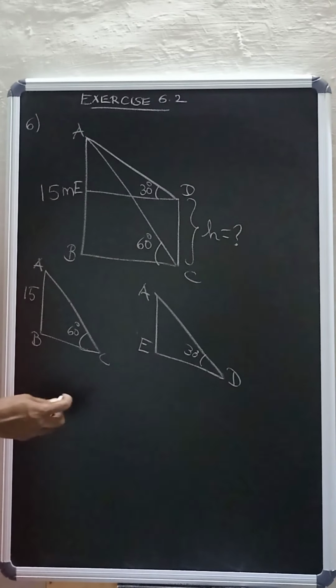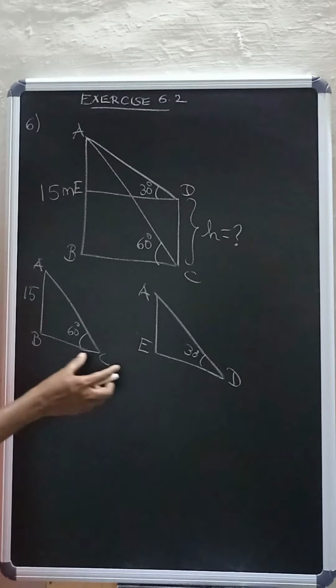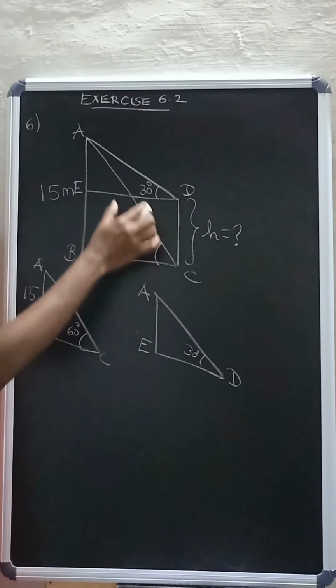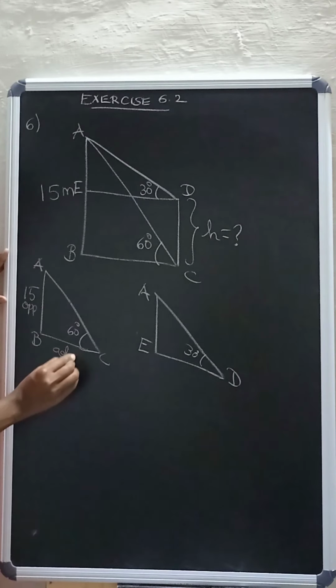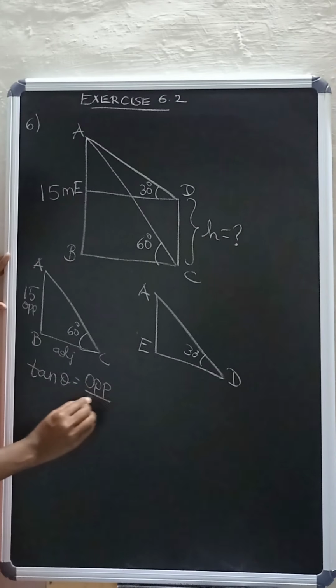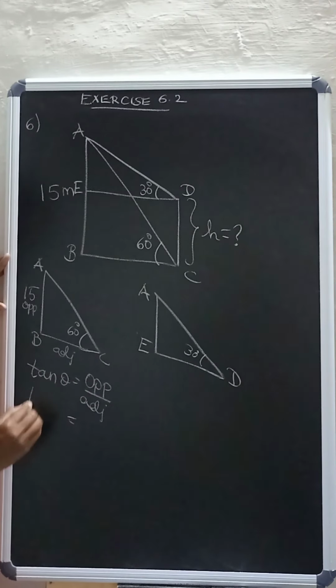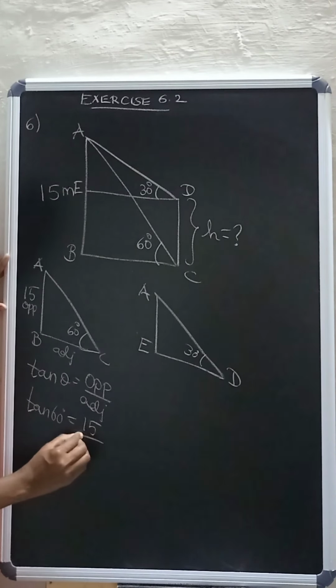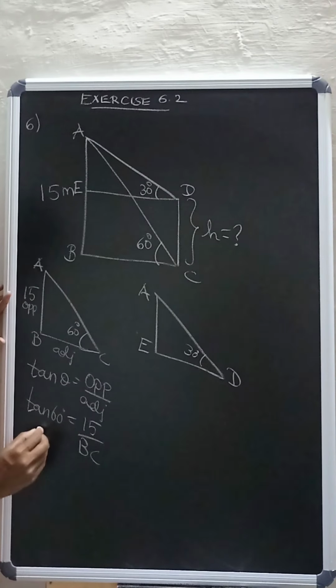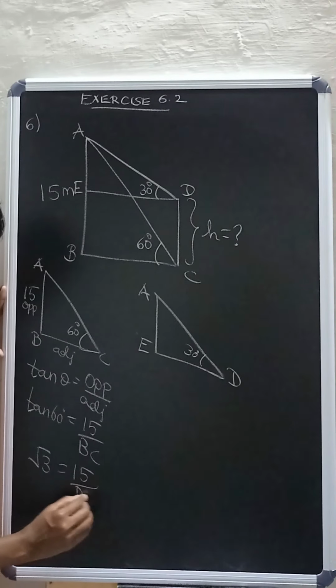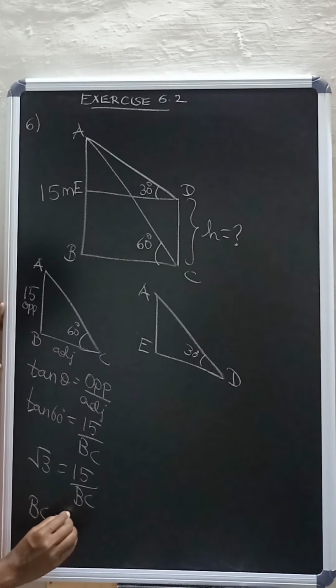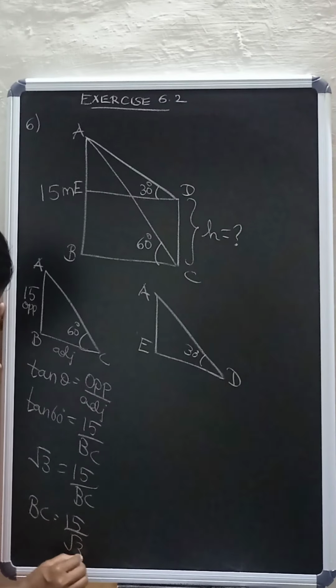This length is 15. Now we will find BC. BC is equal to ED. So we will equate that here. This is opposite and this is adjacent. So what will you take? Tan theta. Tan theta is equal to opposite by adjacent. So tan 60 degrees is equal to 15 by BC. Tan 60 value is √3. BC is equal to 15 divided by √3.